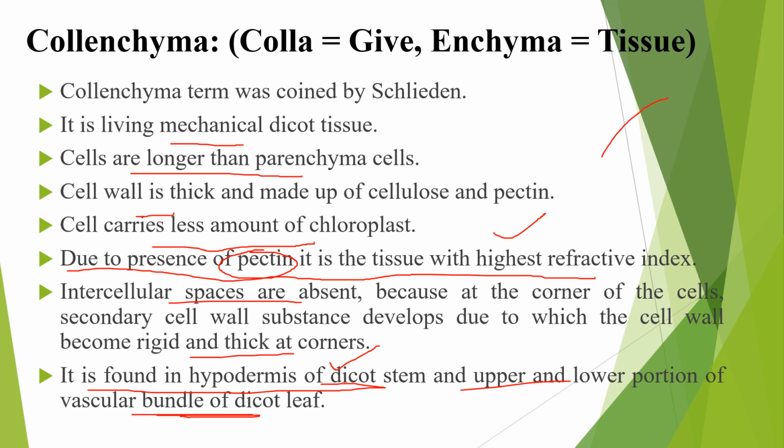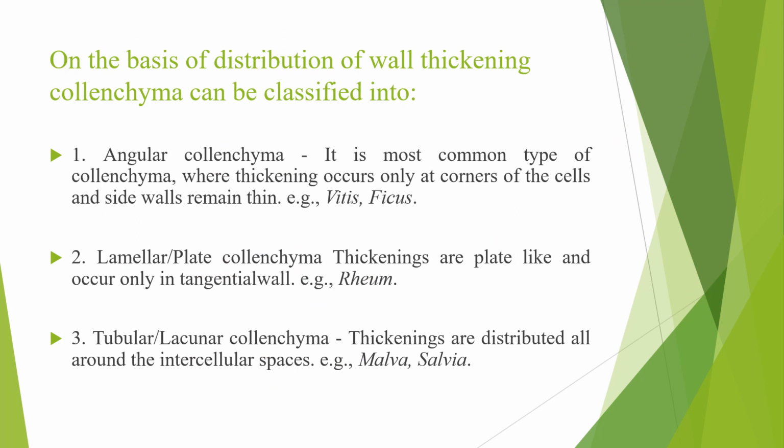What is hypodermis? The outermost part of the stem is known as epidermis. Under it, the hypodermis layer is present, and it is made up of collenchyma in the dicot stem. Then it is also present in the upper and lower portion of the vascular bundle of the dicot leaf. On the basis of distribution of wall thickening, collenchyma can be classified into angular collenchyma. It is the most common type of collenchyma, where thickening occurs only at the corners and the side walls remain thin.